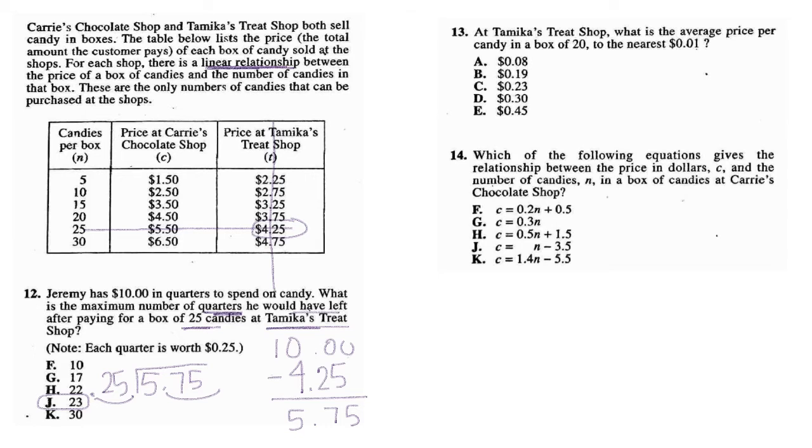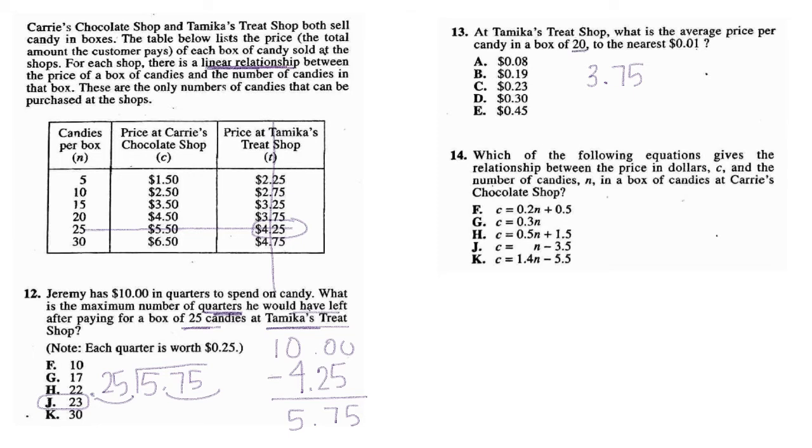All right, and number 13: at Tamika's treat shop, what is the average price per candy in a box of 20 to the nearest penny? Let's see how much 20 in Tamika's treat shop would be. $3.75 if we read our chart. So I have $3, and what did we say? 75 cents, I think. Let me go back and look. $3.75, yep.